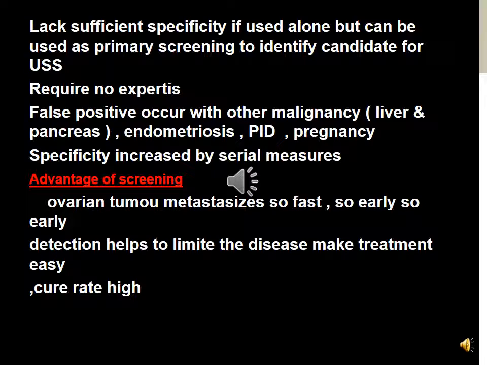There are certain malignancies in which CA125 may be high, like liver and pancreatic. Also, there are non-malignant conditions in which the CA125 may increase, like endometriosis or PID, or even in pregnancy. So any irritation to the pelvic or abdominal peritoneum may cause an increase in the level of CA125. So it is of low specificity as a screening method.